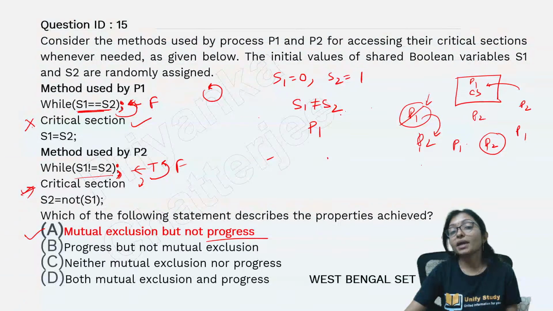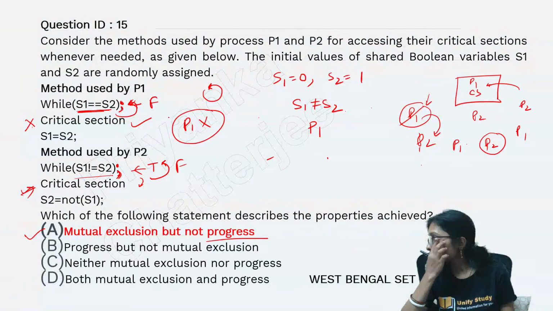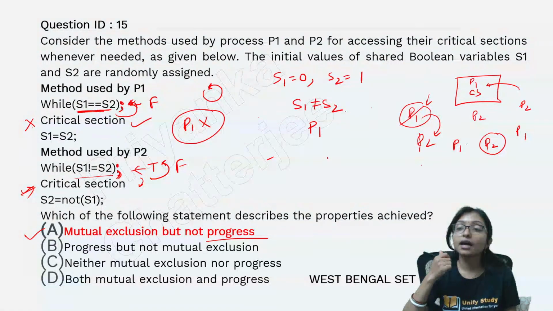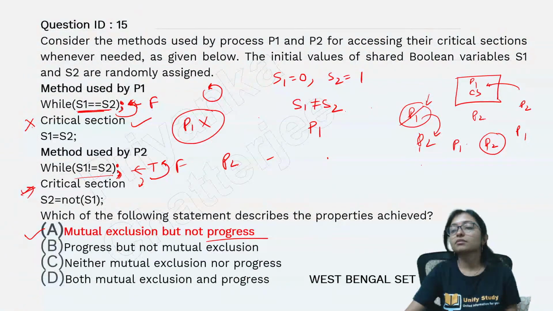Now, maybe P1 is not interested, P1 is sleeping. I don't want to go to the critical section, I am not interested. But P2 is waiting, P2 wants to go. But P2 is not able to go because the condition is S1 not equals to S2. To enter into the critical section, P2 needs S1 equals to S2.